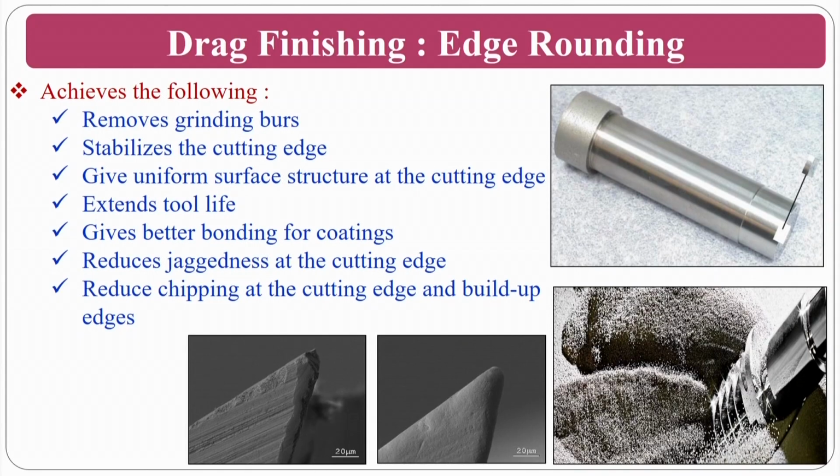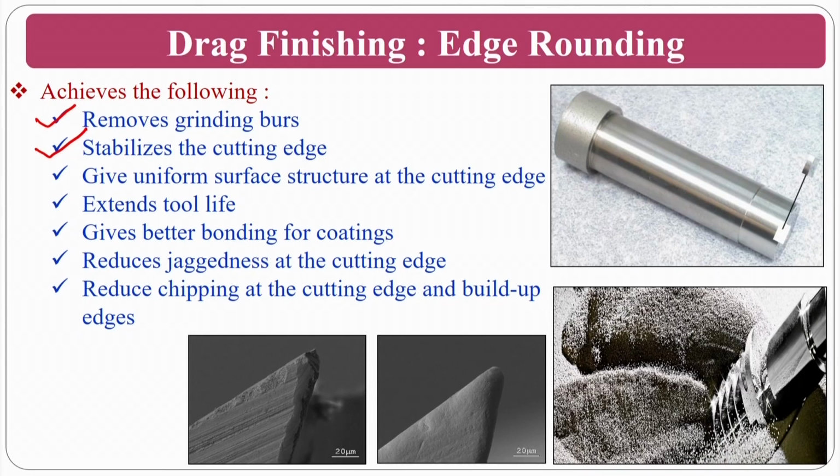If you want to handle figure number 1, you may hurt your hand. If you want to handle figure 2, you will have a very smooth surface, so there will not be any hurting of your hand or any damage to the operator. So drag finishing, again the edge rounding, removes the grinding burrs and stabilizes the cutting edges. Normally the cutting edges will be sharp, so it can do some rounding so that it will have stability, because if it is too sharp, the tool life will be very low.